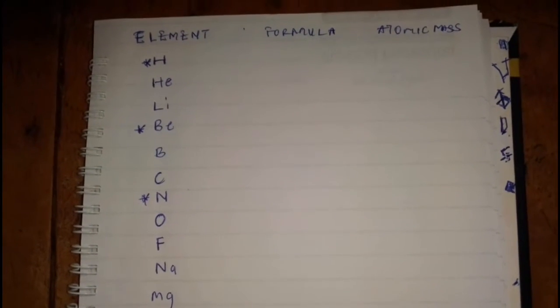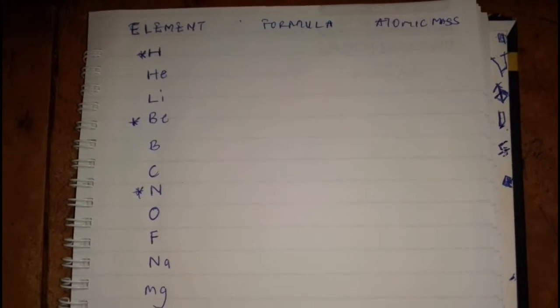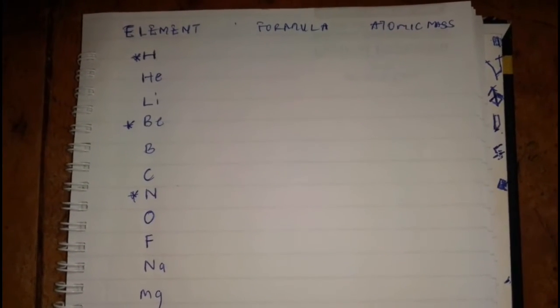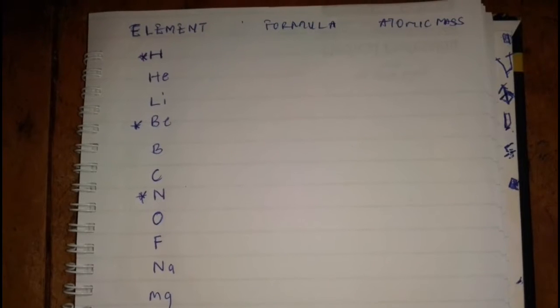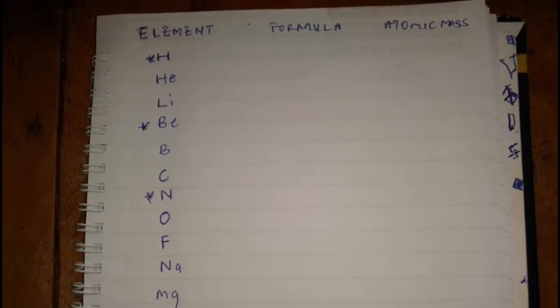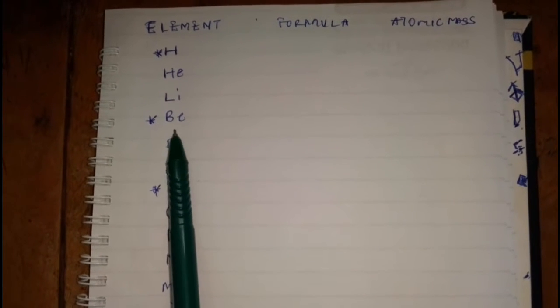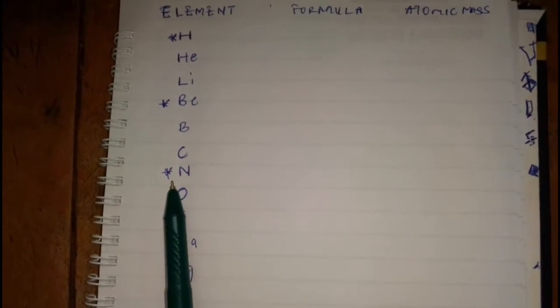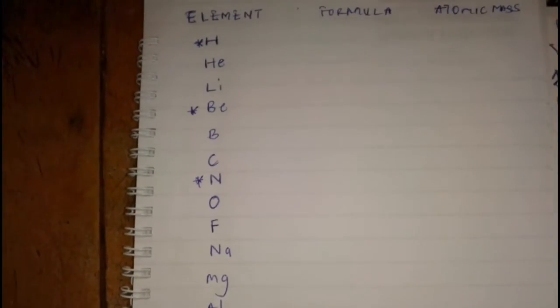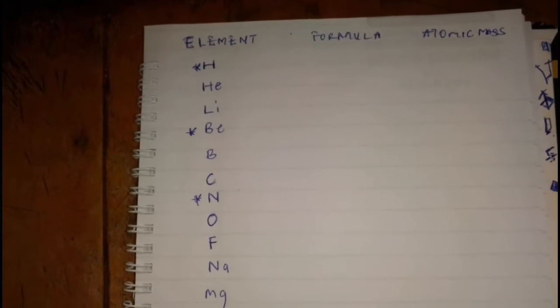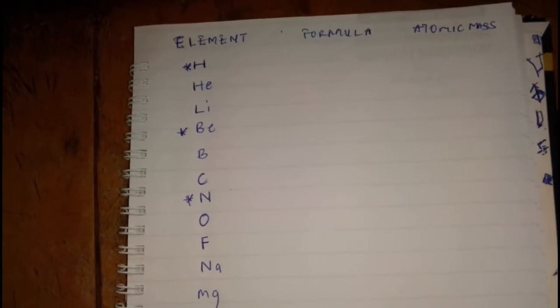So in this formula I'll be giving you guys, there are exceptions to this formula, and I've asterisked the exceptions: the hydrogen, the beryllium, the nitrogen, the chlorine and the argon. I'll be giving you guys what to do about that, but let's first go into the main ones.